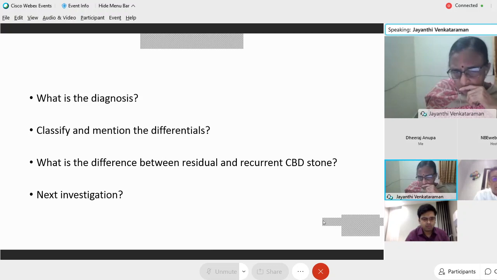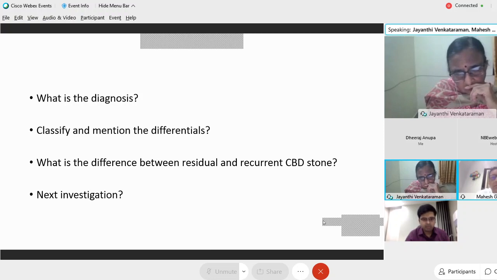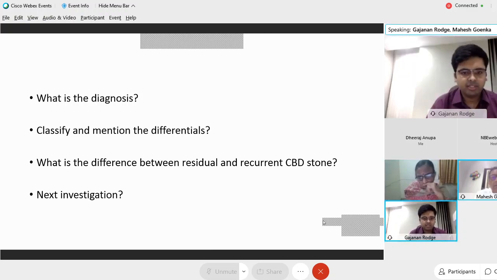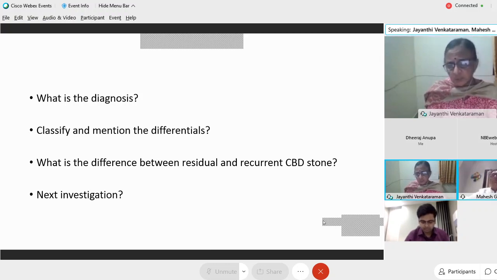Do you think it's a recurrent stone or a residual stone? Okay, ma'am. If it is a stone, can it be a residual stone or recurrence of a CBD stone? Residual stone is the stone which was already there and that is now causing obstruction. Recurrent CBD stone is that it has developed again in the CBD due to some underlying pathology like hemolytic anemia. If I remember right, residual is within 2 years and recurrence is beyond 2 years. I may be wrong there, but just check on that. Okay, that definition you should know. The interval between cholecystectomy and this.